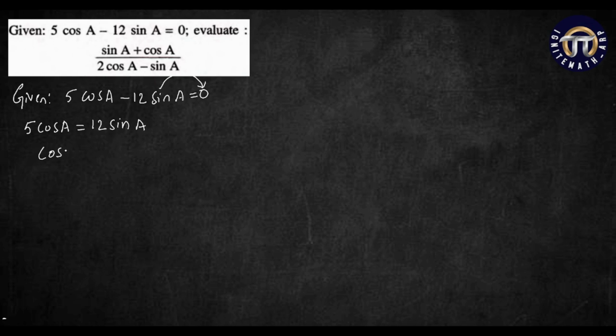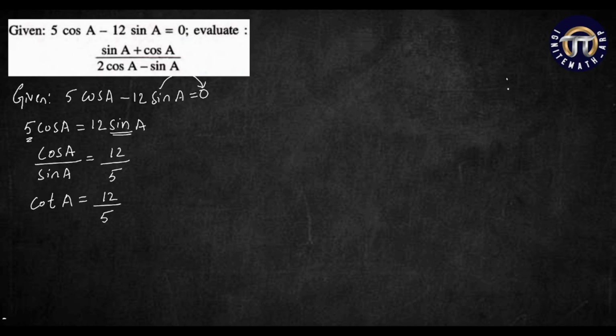Now cos A, I will keep as it is. Sin A, I will take to the other side. Cos A by sin A is equal to 12 by 5. This 5 is taken to the other side. Cos by sin is what? Cos by sin is cot. Okay. So cot A is equal to 12 by 5.